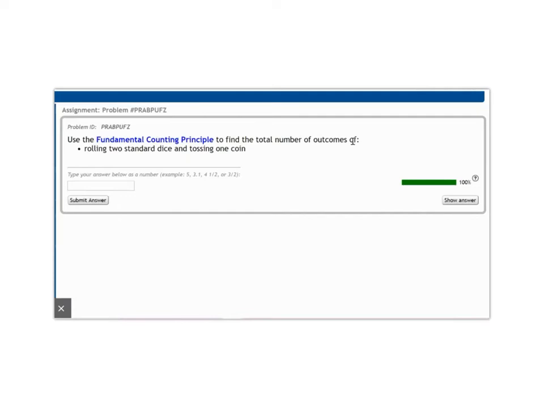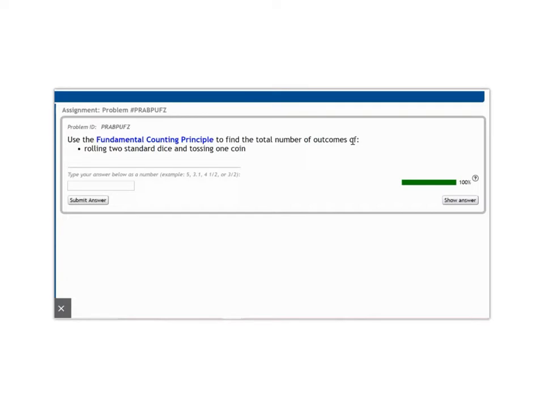In this video, we're going to review the fundamental counting principle assignment from last week. In all of these problems, we're looking for the total number of outcomes, and we're going to focus on the ones that were the most incorrect from that assignment.